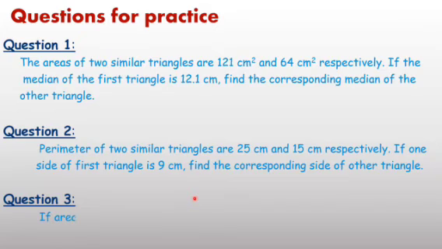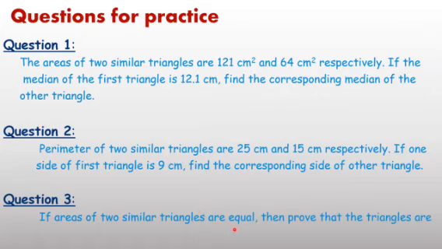And the third question: if areas of two similar triangles are equal, consider the triangles as ABC and PQR. If area of ABC equals area of PQR, then we have to prove both triangles are congruent. Congruent means sides are equal. In this pattern, you have to complete these questions and submit the answer.